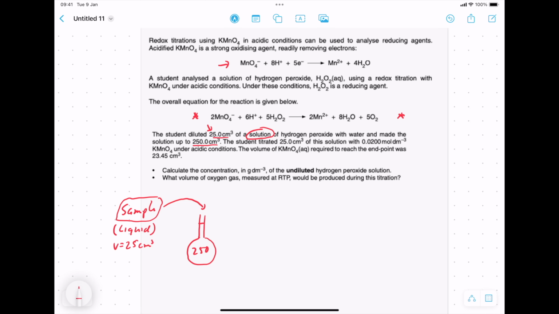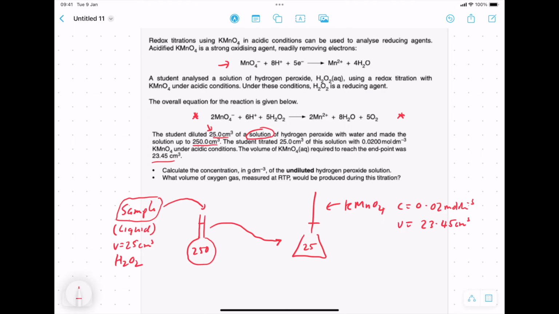Okay, so you add 25 of this peroxide into the volumetric flask and make it up to 250. The student then titrated 25 of the solution against potassium manganate. So they're taking 25 of this. So there's the flask, there's the burette, and then in the burette is the potassium manganate, of which we know that the concentration is 0.02 moles dm cubed, and the volume used to react with the peroxide is 23.45.